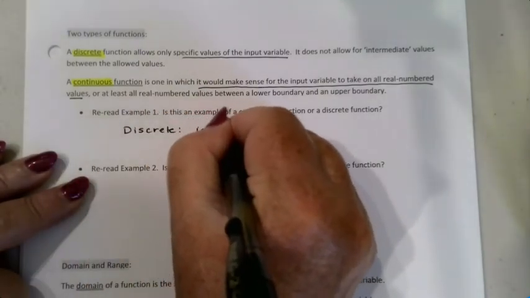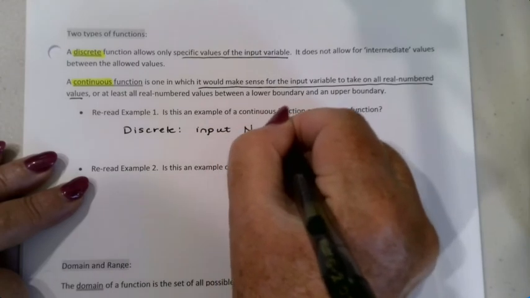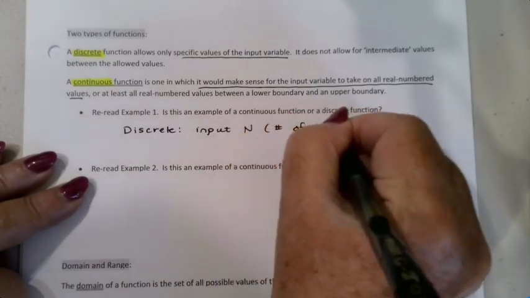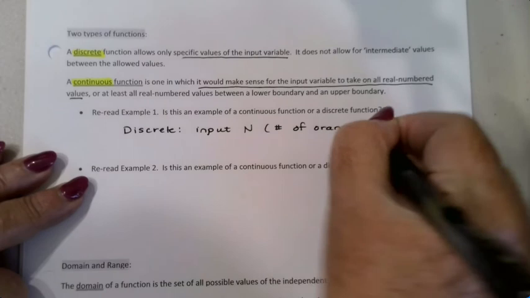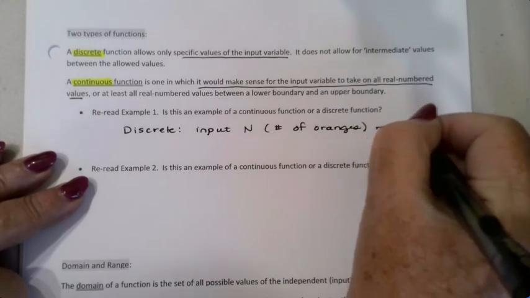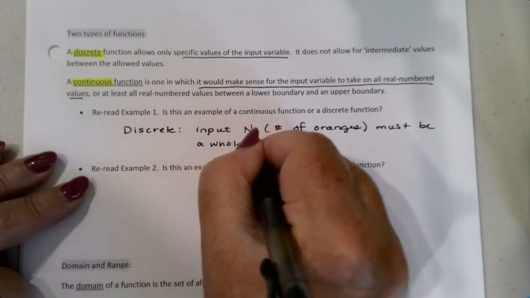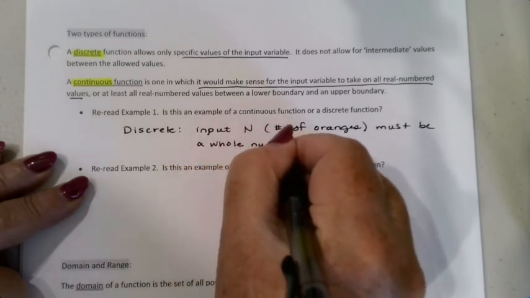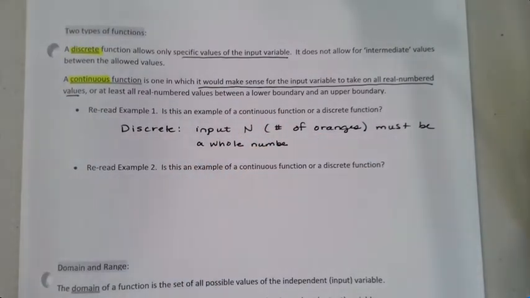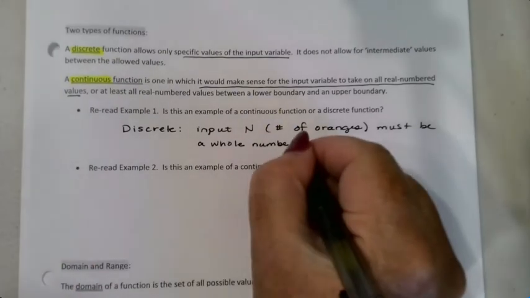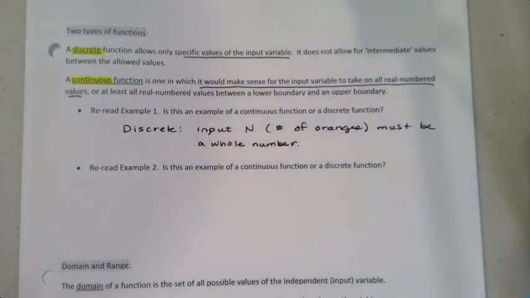So in example 1, we're going to go with discrete. Our input n, the number of oranges, really must be a whole number. Right? The fractions, the decimals, the in-between values don't make sense.